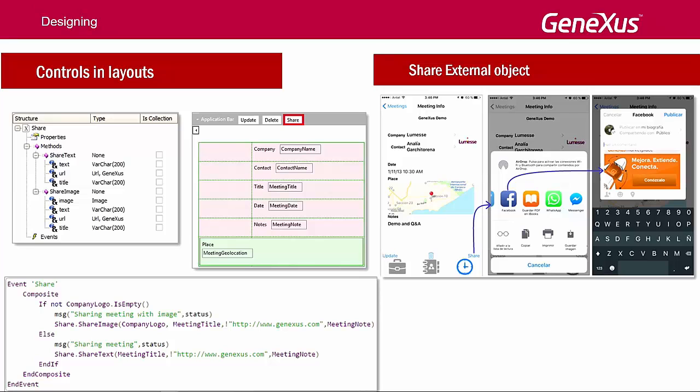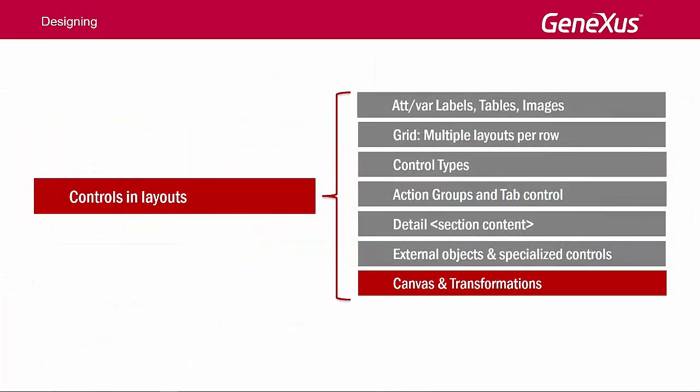Even though it's not a control per se, but an external object, its functionality is associated with the share button that all devices have. For this reason, we've decided to talk about it in the chapter about controls instead of the one that shows the rest of the APIs for smart devices. Next, let's move on to another topic that describes canvas and transformations, to complete the chapter about controls in layouts.